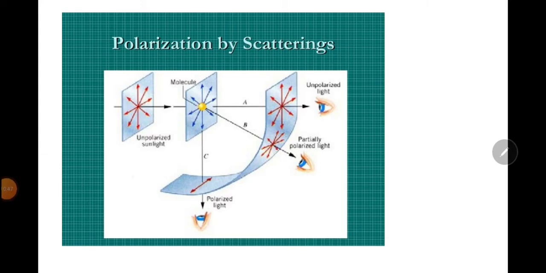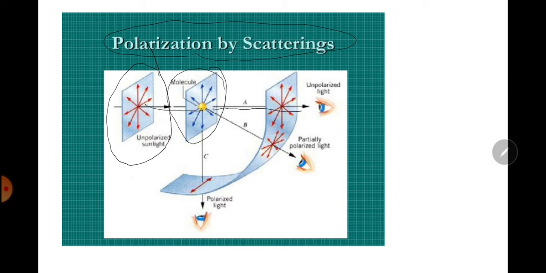If you can see here, polarization by scattering is shown. Here it is ordinary light, unpolarized sunlight. It hit the molecule and the molecule absorbed it. In this direction it is reflected in an unpolarized way. It is partially polarized in this way, and here it is completely polarized.